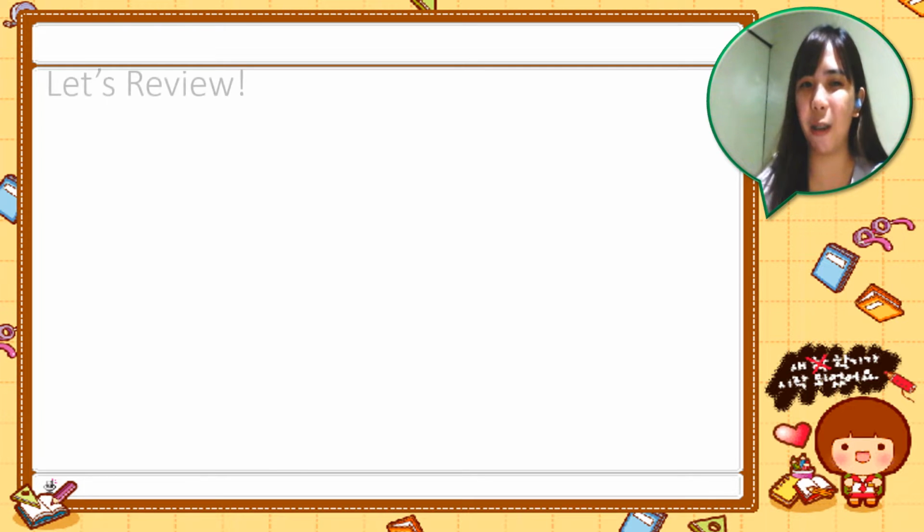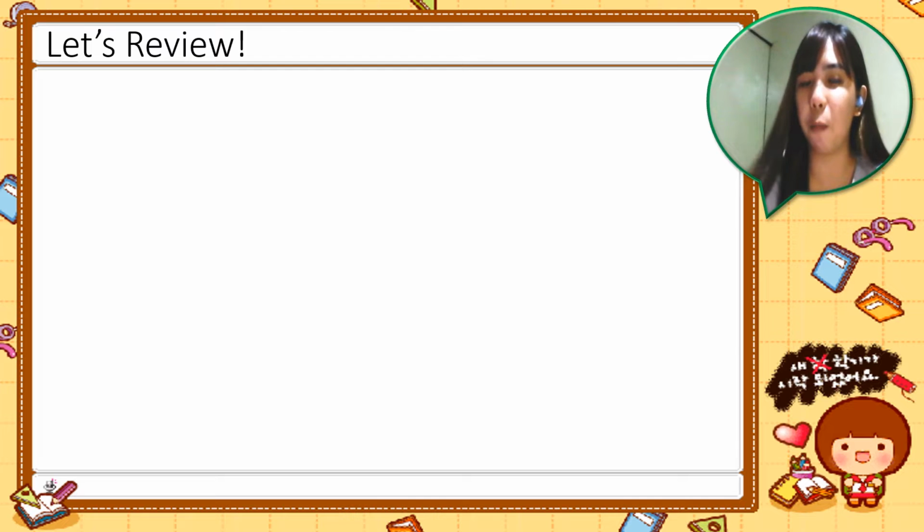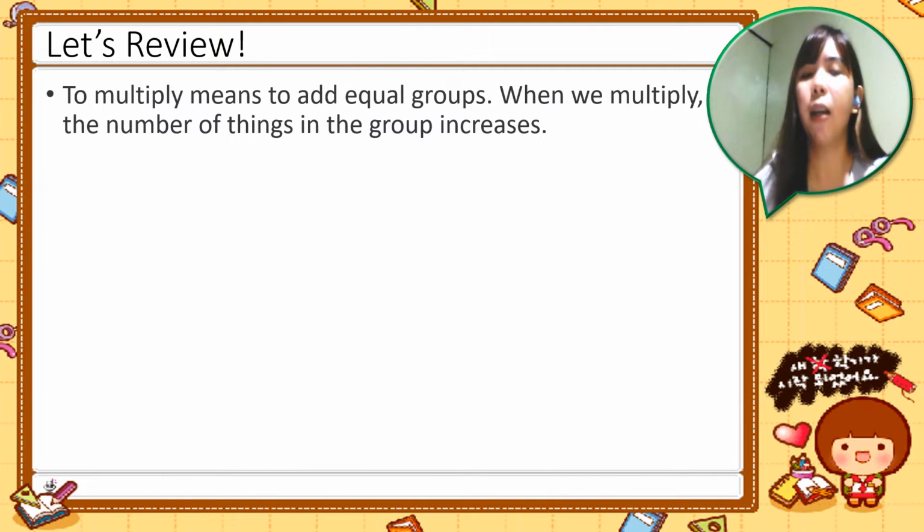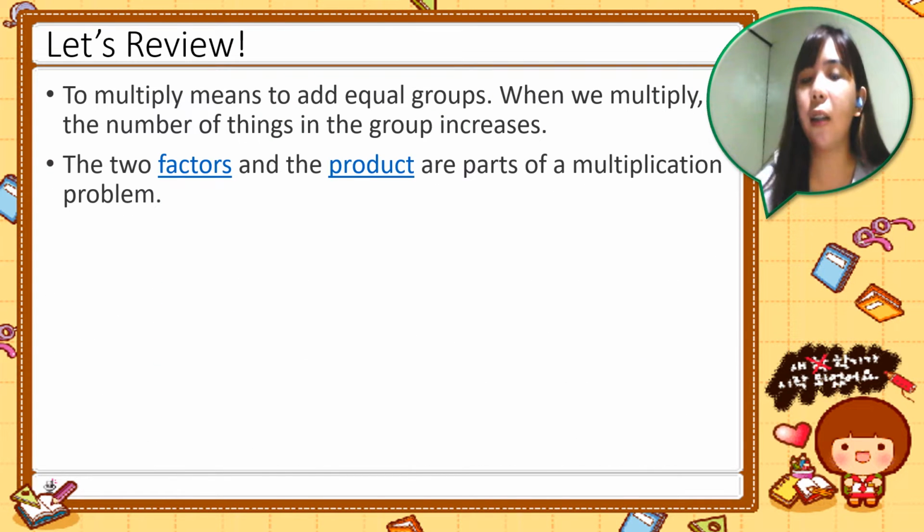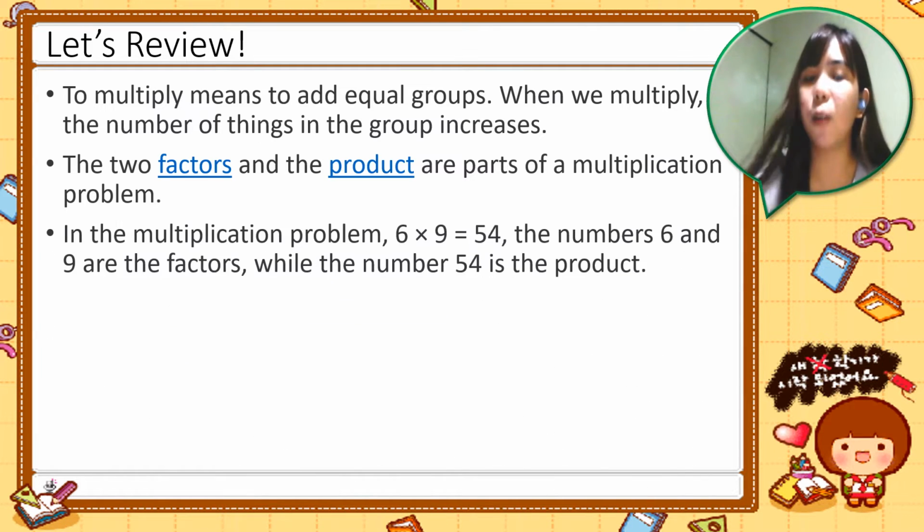Let's get started. So let's have first a review about what we have learned last time. When we multiply, it means we are adding equal groups. When we multiply, the number of things in the group increases. The two factors and the product are parts of a multiplication problem, as we have discussed last time. In the multiplication problem, 6 times 9 equals 54. The numbers 6 and 9 are what we call the factors, while the number 54 is the product. Do you remember that? Okay.